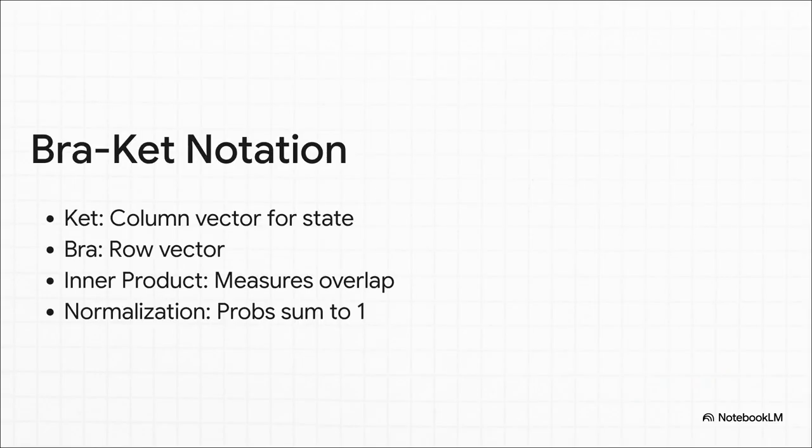Let's do some quick memory retrieval on our Dirac-Bracket notation. This is the mathematical language that lets us actually compute probabilities and overlapping states. The ket is our column vector representing the quantum state. The bra is its conjugate transpose row vector. Smashing them together gives us the inner product, which is just a measure of how much 2 states overlap. And, of course, the normalization condition dictates that our probabilities must always, without fail, sum to exactly 1.